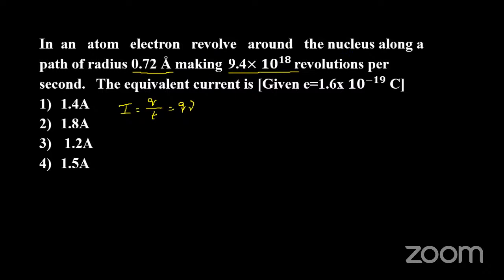Now, the electron revolves around a nucleus of the radius given. Radius is known, we need to find how much charge. Here Q is not known to me. Since it is said to be an electron, I can take it as 1.6 into 10 power minus 19 into 9.4 into 10 power 18. Then 10 power 18 cancels and minus 1 remains. 9.4 into 1.6 should come approximately near 1.6. It is 1.5 ampere.